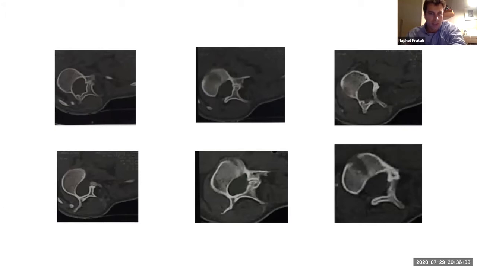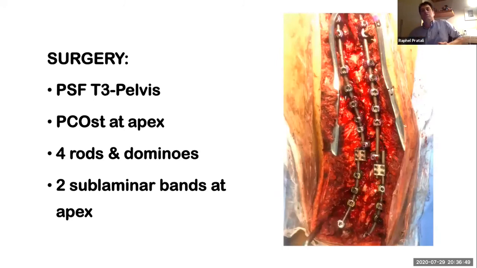I totally agree that you can use screws. It's not impossible. Many surgeons do cases like this using screws. But I prefer to use a different technique. I use a technique of 4 rods and dominoes. I put screws from the top, from T3 to T10, and from the bottom, from L3 to the pelvis. And I put 2 rods on the bottom, 2 rods on the top, and I corrected using the cantilever with the dominoes, and put 2 sublaminar bands, more to fixate than to correct something.